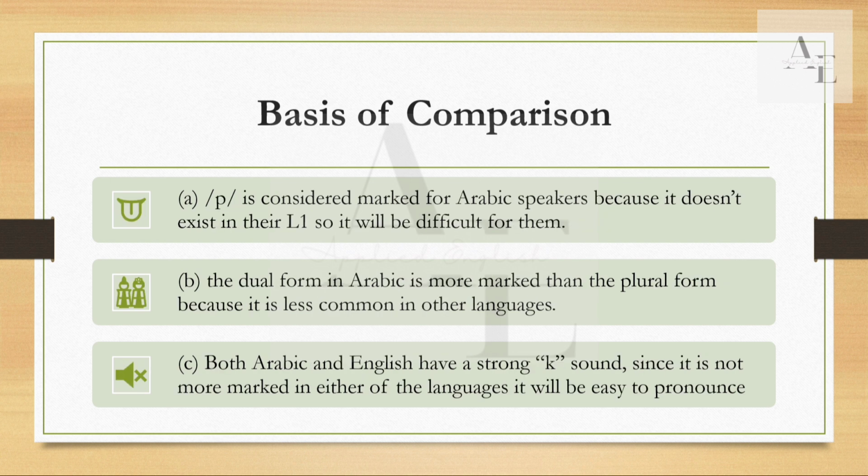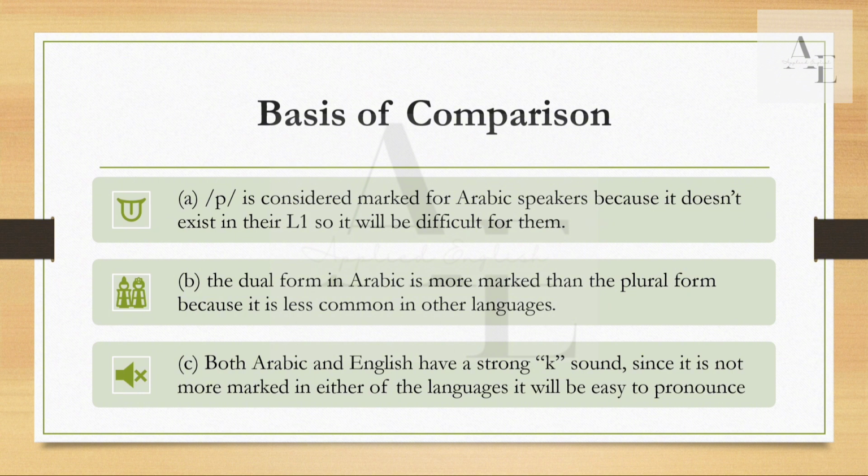Let's see the examples. So the sound P in English is considered marked for Arabic speakers because it doesn't exist in their L1, so it will be difficult for them. Because the P sound is not in the Arabic language, we consider it marked when we learn English. So it will be difficult to acquire because it's more marked than it is in their native language.